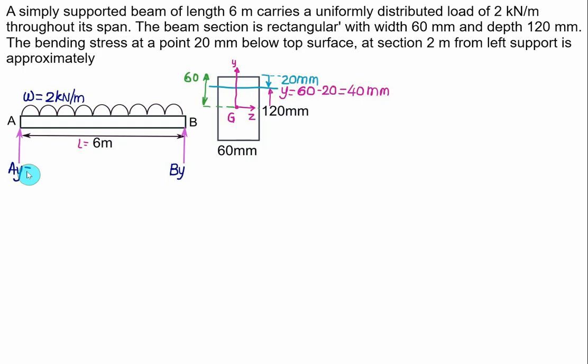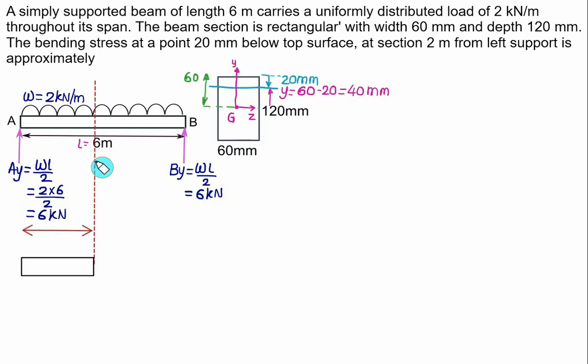So reaction at A will be WL divided by 2, as well as reaction at B is also WL by 2. WL by 2 is the same as 2 multiplied by 6 divided by 2. That is, each of the reactions here is equal to 6 kilonewton. So this reaction is also equal to 6 kilonewton. Since we are interested at point C, which is 2 meters from the left support, this distance is equal to 2 meters.